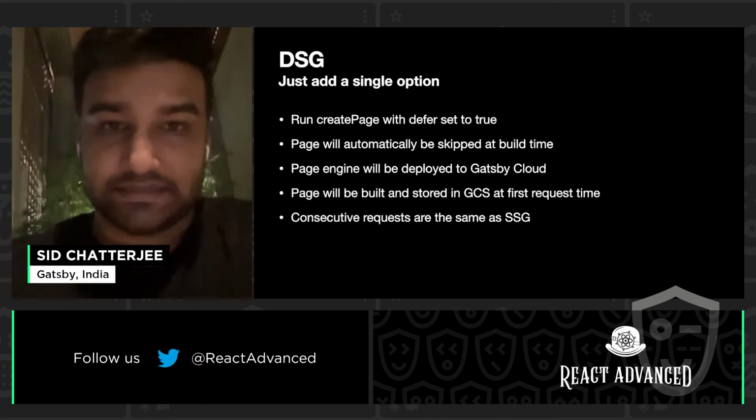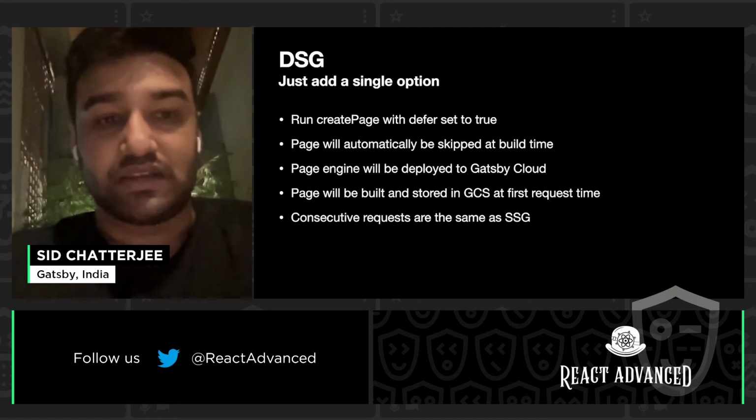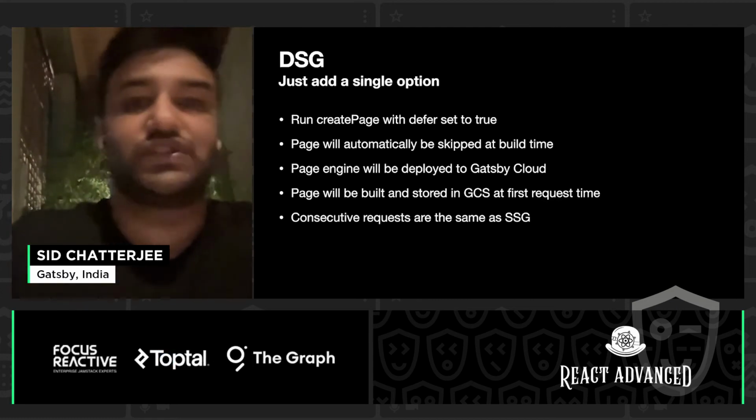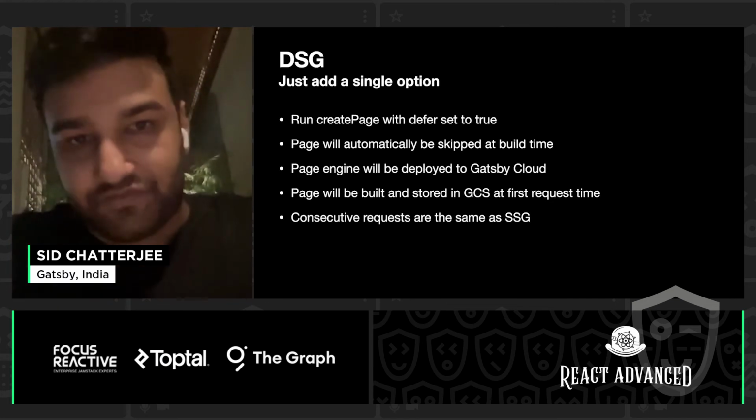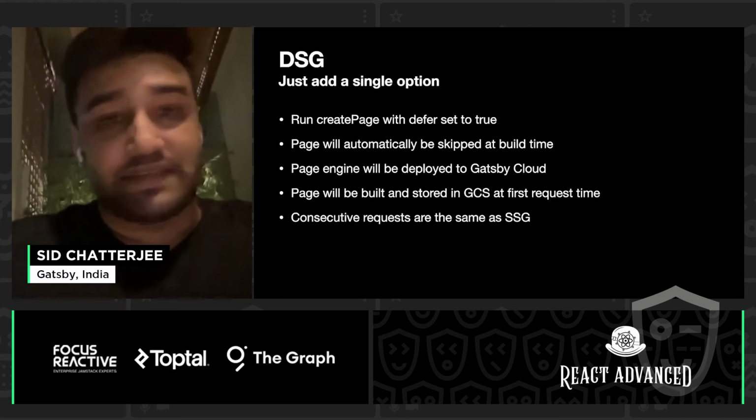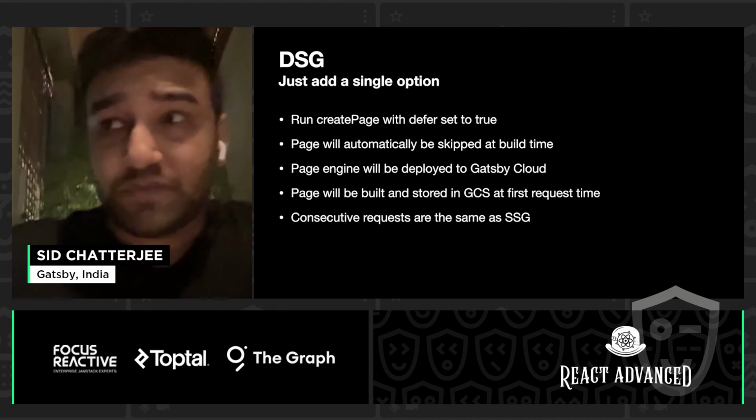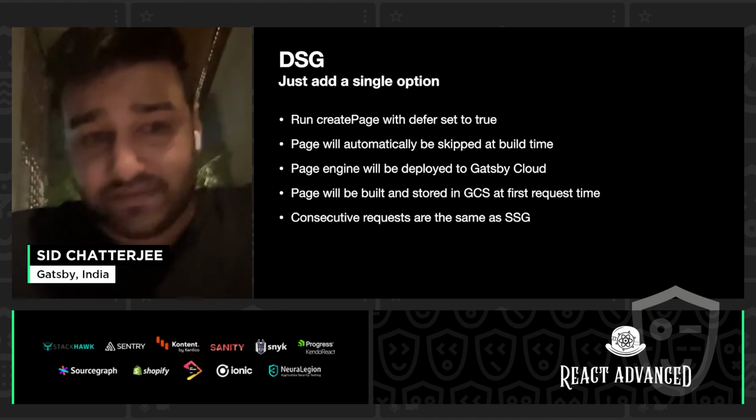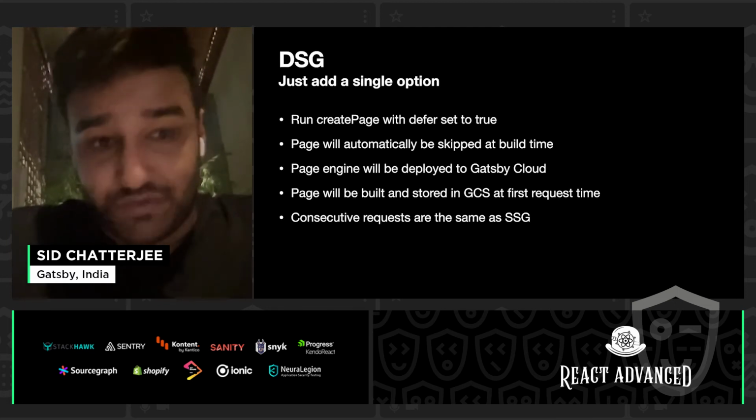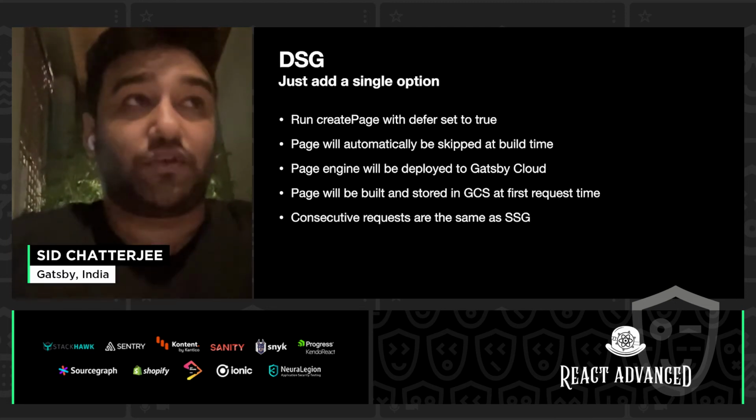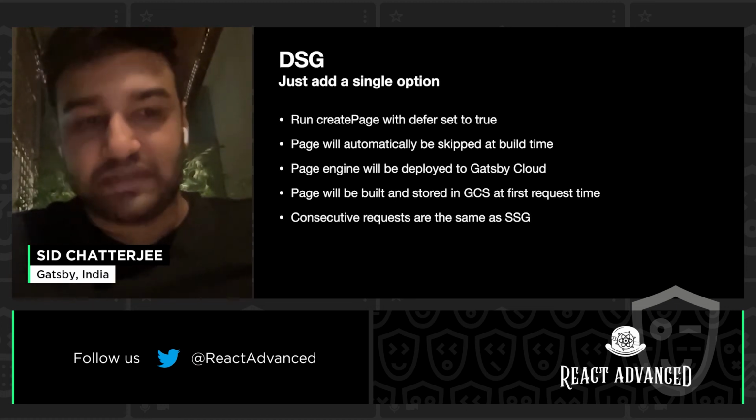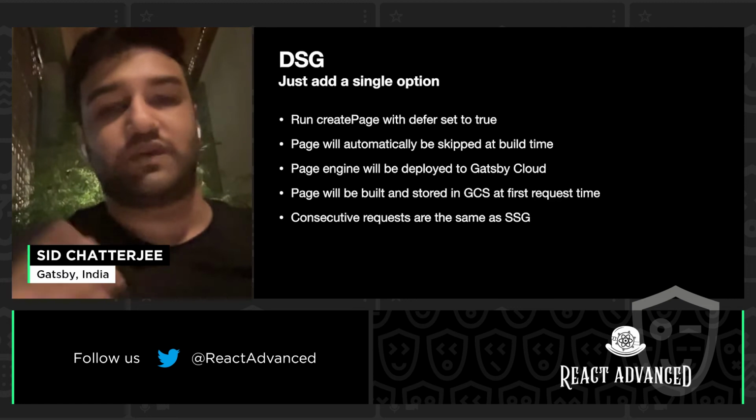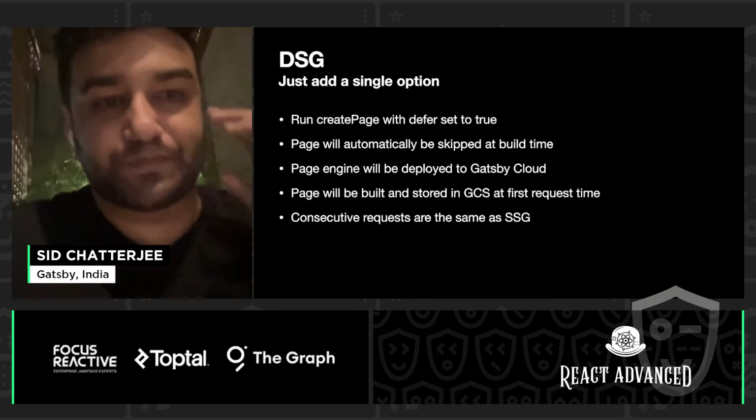The first time a user requests this page, it will now be built and stored in GCS, right? Cloud storage. And after that first request, you can think of it as just plain old SSG. You get the same benefits. You don't need to hit your APIs. Everything works as previously, that you've been used to. But instead of building that page at build time, we defer it all the way till when it's used. And now consecutive requests are the same as how you've been used to.